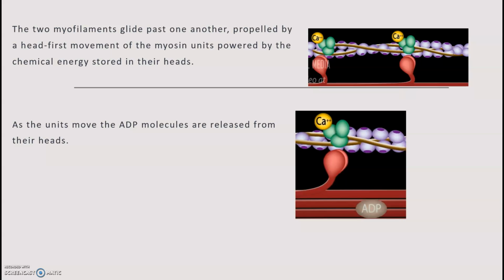Then the two myofilaments glide past one another, propelled by head-first movement of the myosin units powered by the chemical energy stored in their head. As the units move, the ADP molecule is released from the head.